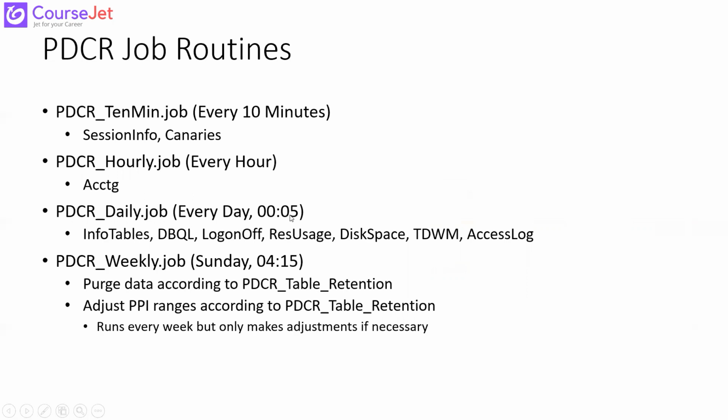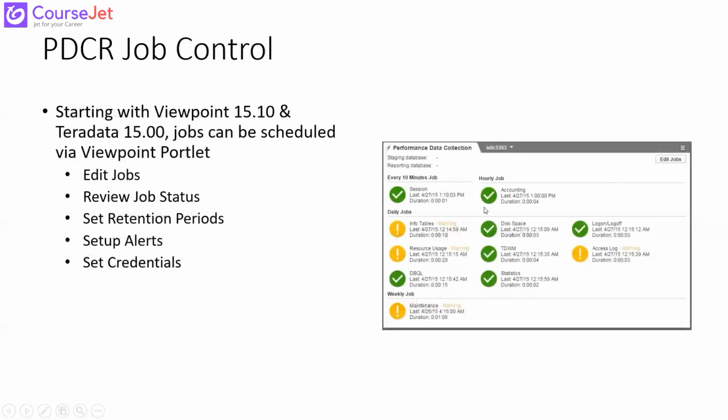What you can do from Viewpoint is stop or start the jobs. If something failed, you can check why it has failed. Those kinds of details you can check from Viewpoint directly. It's like an interface from where you can control these PDCR jobs.